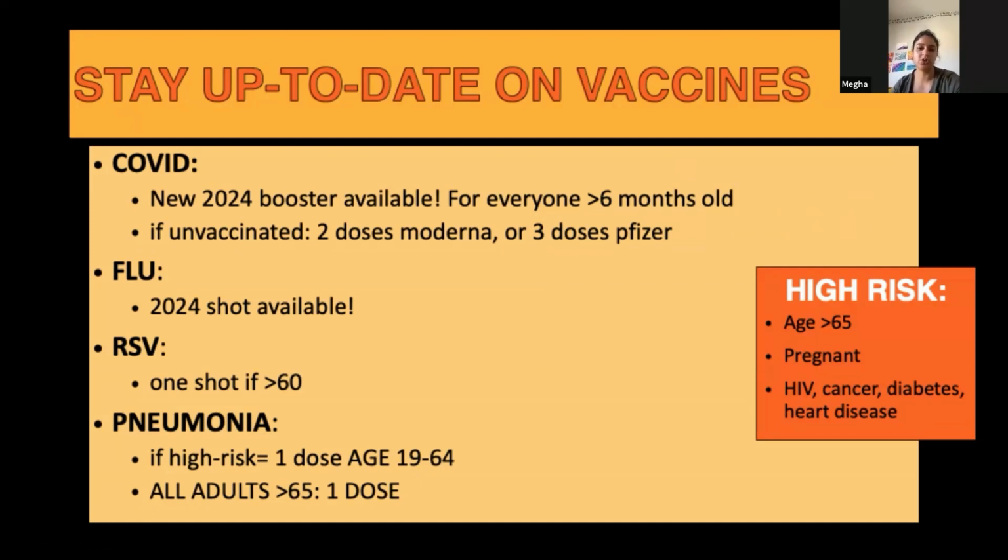And then a pneumonia vaccine too, especially if you're high risk, doing it before you're 65, but you need one dose when you're over 65. Pneumonia is a thing, especially for older people, that can really put you in the hospital. So making sure we get that pneumonia vaccine too, along with our COVID, flu, and RSV shots.